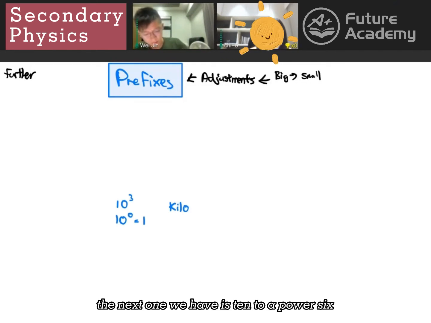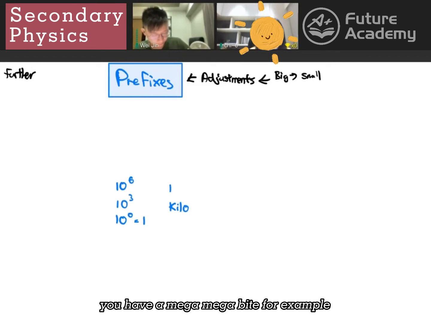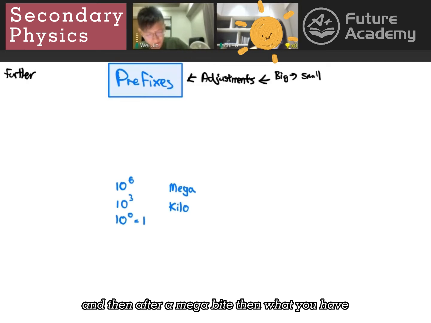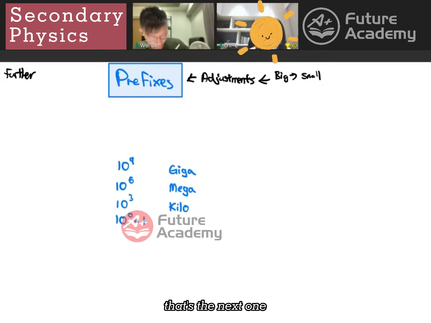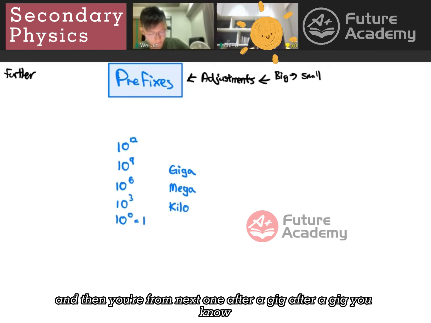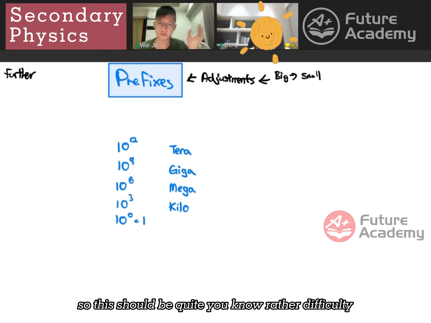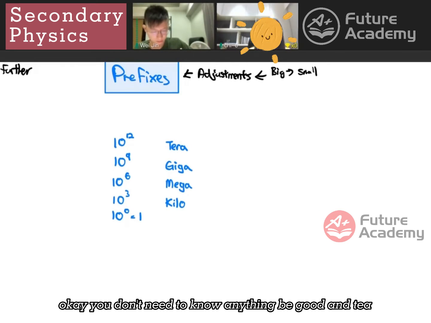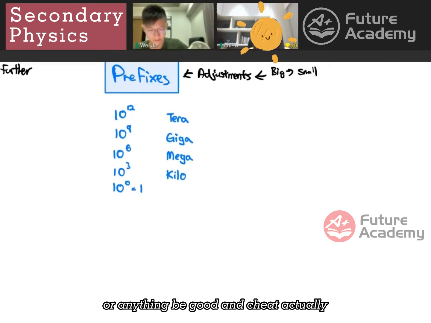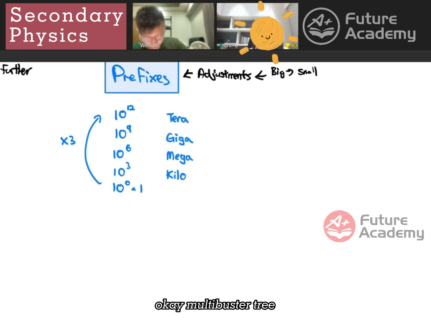The next one we have is 10 to the power of 6. It's 1,000 times bigger. So after a kilobyte, what do you have? You have a megabyte, for example. And then after a megabyte, you probably have a gigabyte, right? And then after a gig, you have a tera, so you have a terabyte. This should be relatively okay if you base it on real life stuff. You don't need to know anything bigger than T, or anything bigger than G actually. So this is in multiples of 3.